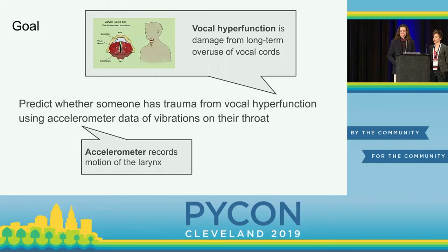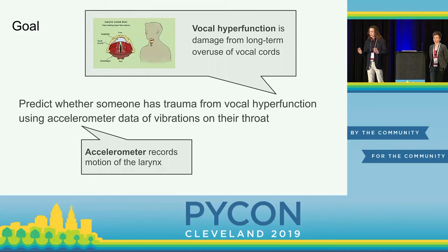So our goal is to detect whether or not a patient has vocal hyperfunction just from the vibrations of their throat. Vocal hyperfunction is when you consistently overwork your voice and it becomes damaged. You can get vocal nodes and whatnot. And then the accelerometer is, as I said, just resting on the neck. So we don't have recordings of all of the patient's conversations for weeks, just the vibrations.